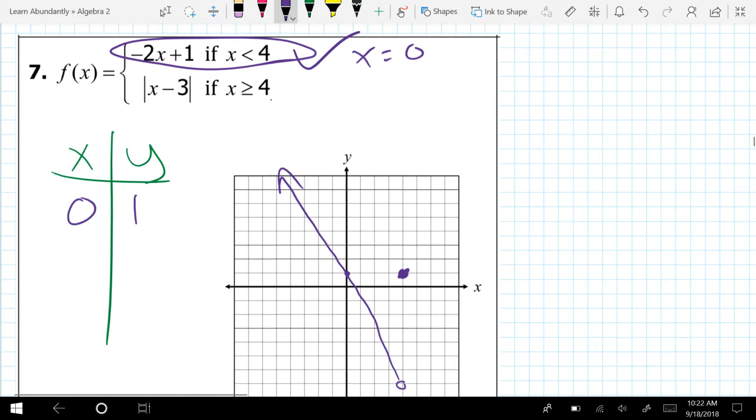This one's checked. The next one, I start at 0, 1, but I need to pick some more numbers that are bigger than 4. So I'm going to pick bigger than 4. Let's try 5 and 6. And if I plug in 5, I get 5 minus 3, and I get 2. Absolute value of 2 is 2. So at 5, it's 2. Let me try the next one. It's 6. If I plug in 6, I get 6 minus 3, so I get 3. So that goes there. And it looks like I just have a line going up.